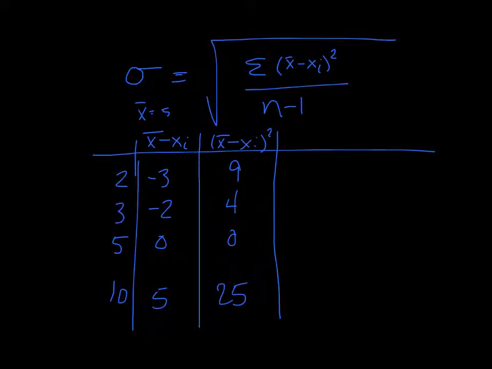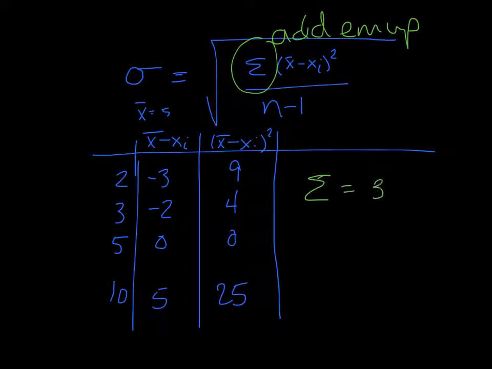Now, this symbol right here, this big sigma, means add them up. So we're going to take the 9 plus the 4 plus the 0 plus the 25. I'm just going to get a calculator here. I've got 13 plus 25 is 38. So when we add them up, we get 38. Now that's this whole part right here. That's what I've done so far: I found the subtractions, I squared them, and then I added them up.